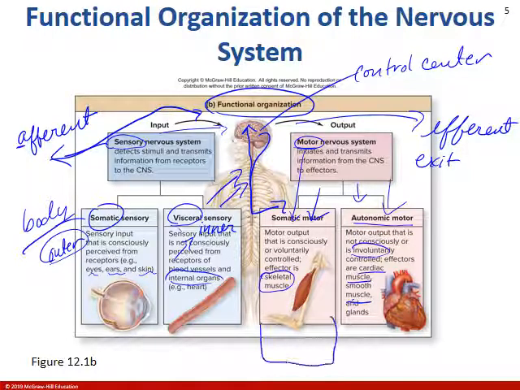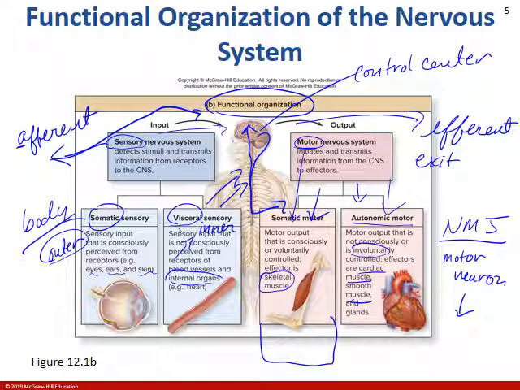So this is kind of what we've been talking about with muscle action, right? So what is a neuromuscular junction? That's when a motor neuron is talking to a somatic motor neuron, right? So it's telling skeletal muscle what to do.